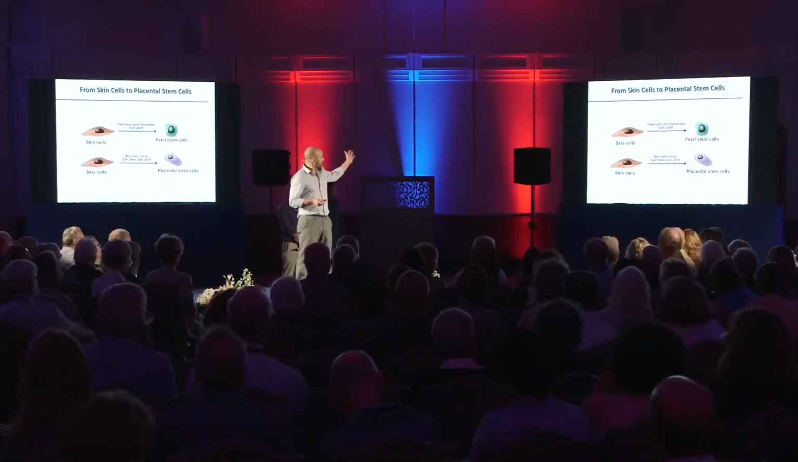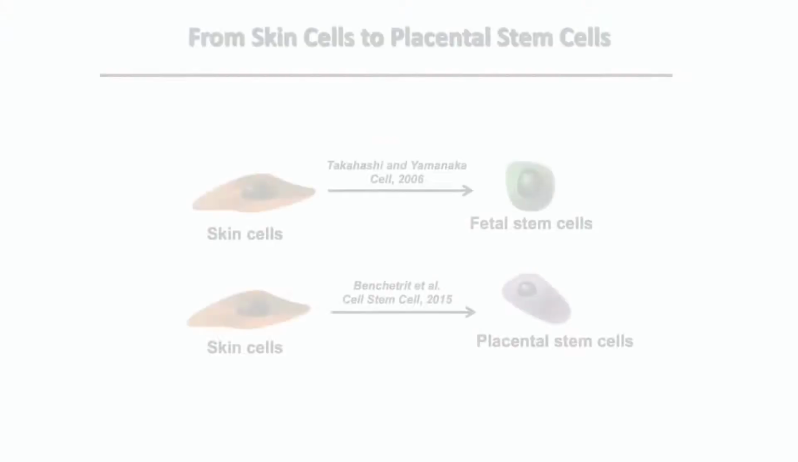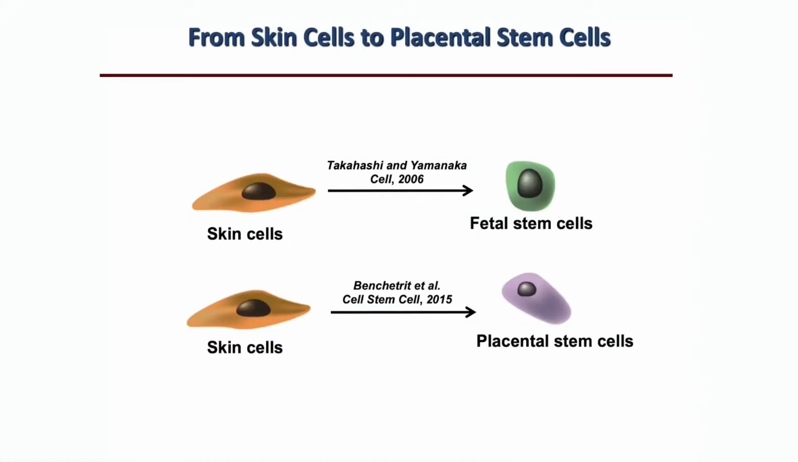So as I told you, in 2006, they taught us how to take skin cells and produce fetal stem cells. When I opened my own lab in 2014, my first goal was to recapitulate this process, but this time to take the skin cells and to try to develop placental stem cells. And indeed, this is what we have done. So we know now how to take skin cells, convert them into fetal stem cell and to placental stem cell, but we are still missing the third part. And this is actually the goal of this study that we present today.